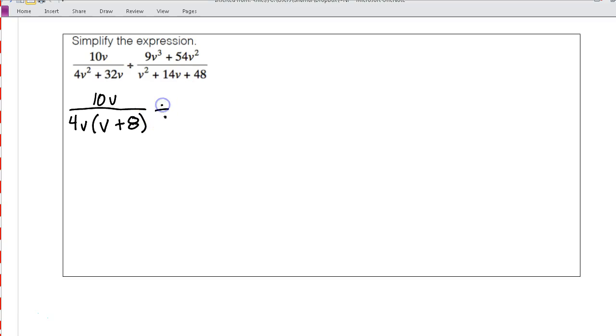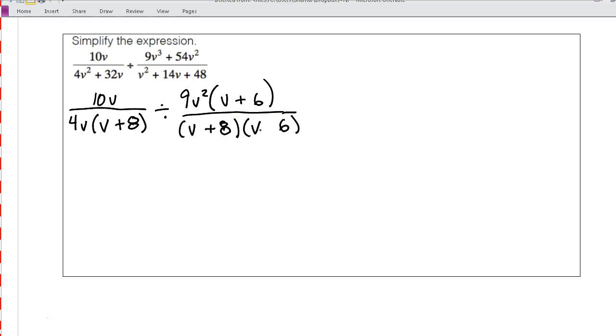Then I have divided by. In my numerator here, I can factor out a 9v squared, which is going to leave me with a v plus 6. And then in the denominator, I've got a trinomial that I have to factor, so I'm going to get that set up. That's v squared, so I know each of these first terms has to be a v. And I need factors of 48 that add to 14. That would be 8 and 6.